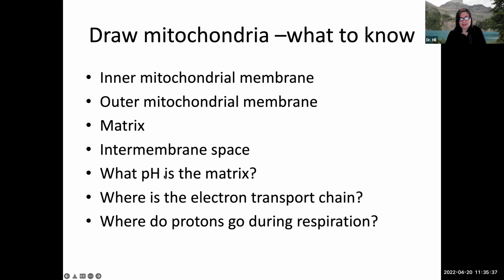What pH is the matrix? Bearing in mind that it's the site of the Krebs cycle. A lot of different biochemical activities are happening there. So lots of enzymes are working in the matrix. The pH is around a pH of 8. And if you were to say neutral, I would also accept that. So it's neutral-ish. It's slightly on the alkaline side of neutral. And that's a good pH for the enzymes that do the Krebs cycle to function.